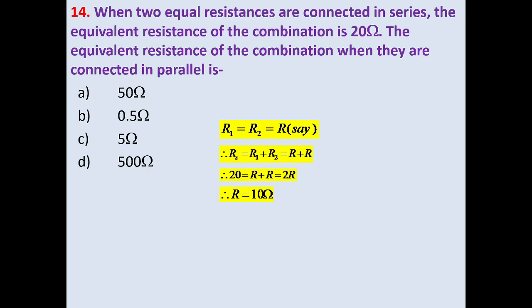that is R1 is equal to R2 is equal to 10 ohm. Now these are connected in parallel. So we write equation for parallel combination 1 upon Rp is equal to 1 upon R1 plus 1 upon R2. R1 and R2, each value it is 10 ohm. Substituting it, we will get Rp as 5 ohm.